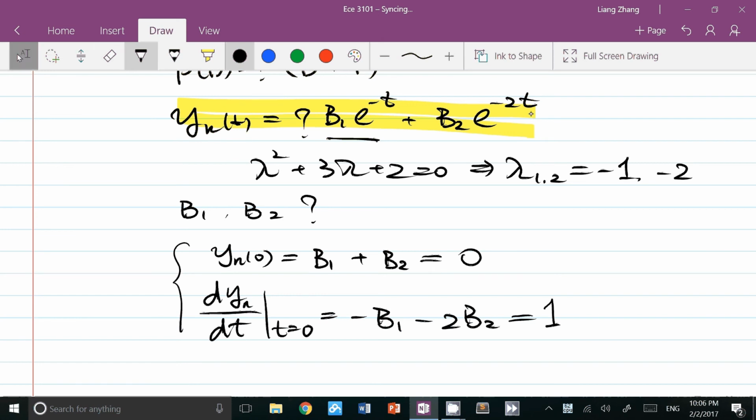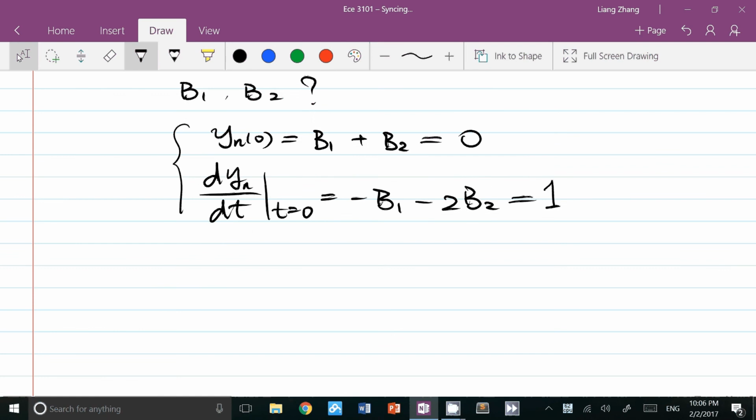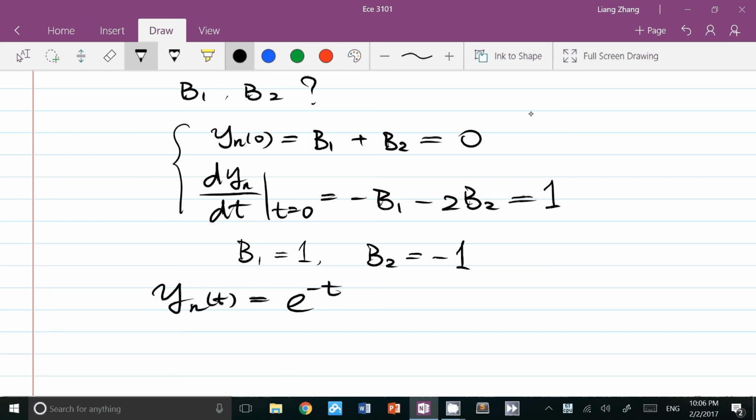So now you have two equations and two unknowns. You can just take a few minutes to solve this, which won't be difficult. We'll be able to figure out that b1 should be equal to 1, and b2 should be equal to negative 1. If you plug these two values into these two equations, you'll find them to be right. So go back to Yn of t. You'll be able to write it down: e^(-t) minus e^(-2t).